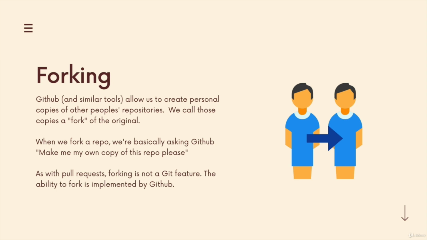When we fork a repository, it creates a personal copy of somebody else's repository on our GitHub account. So we would call the new copy a fork of the original repository. So when I click the button to fork a repo, I'm asking GitHub to please make me a personal copy of this repo. This only works if it's a public repo and we have access to it, or if it's a private repo, you can fork it if needed, but you still need access to it. So I'll demonstrate this. I want to be clear again, this is not a Git feature, it's part of GitHub.